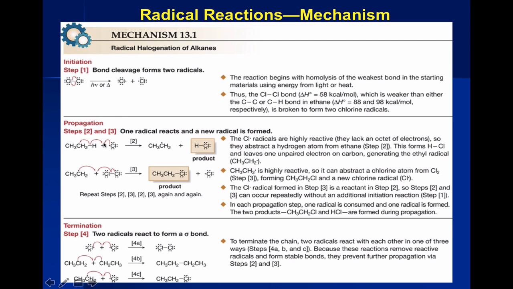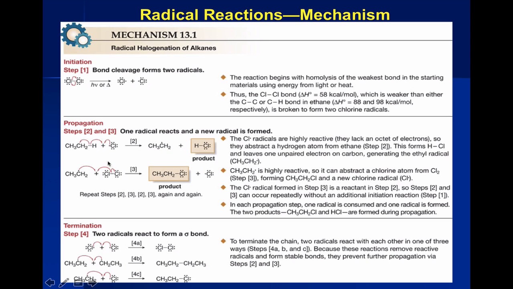Those generated chlorine radicals, then being highly reactive, will react with the ethane that is present and abstract a hydrogen atom, as shown here. That then generates one molecule of HCl as a product, but it also generates a carbon-centered radical, which in and of itself is very reactive. And so that radical then reacts with the chlorine gas that's present, and you generate the product, chloroethane, plus another chlorine radical, which then enters back into the top propagation step, and this continues on and on until we run out of reagents to react with.